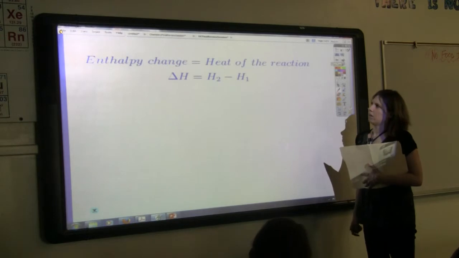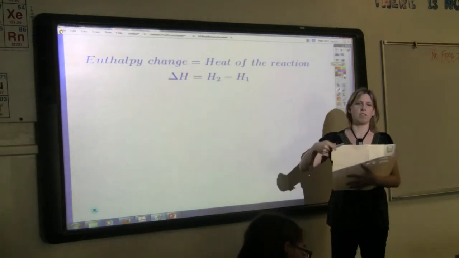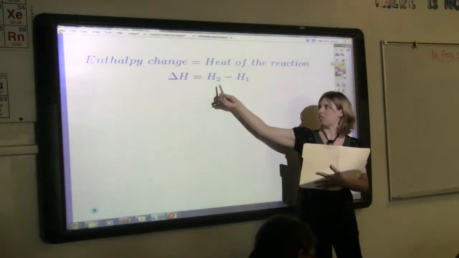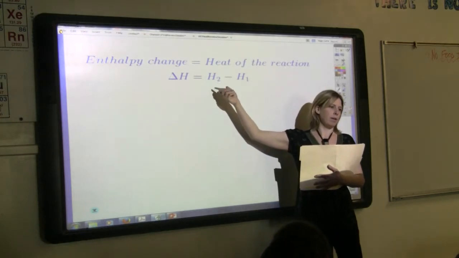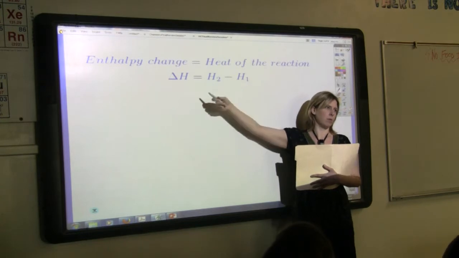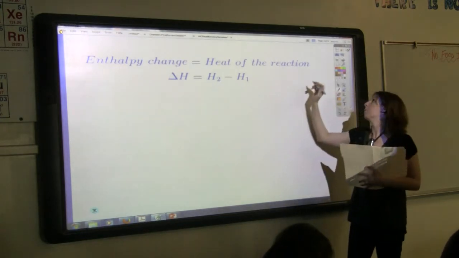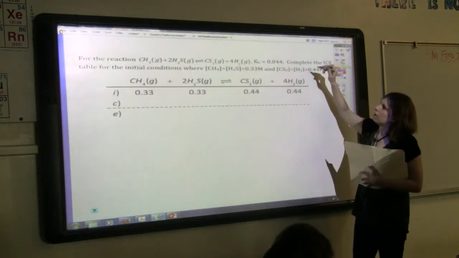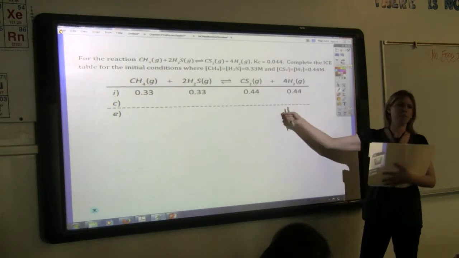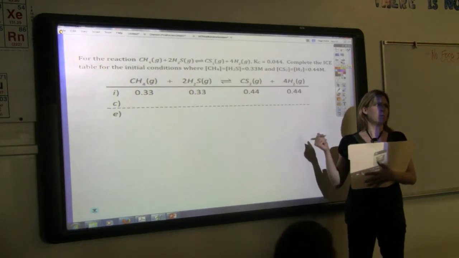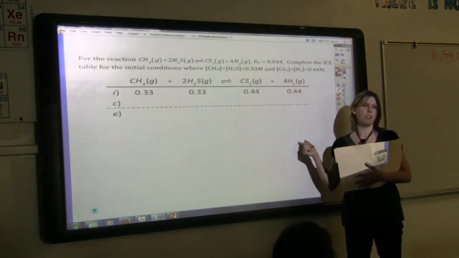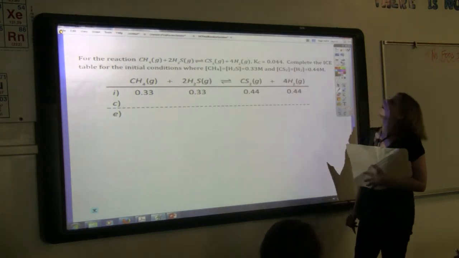Heat of the reaction. So we covered this already. It's just the bonds broken minus bonds formed. Same thing. All right, ICE tables. Regular chem, you might want to pay attention just in case this shows up.